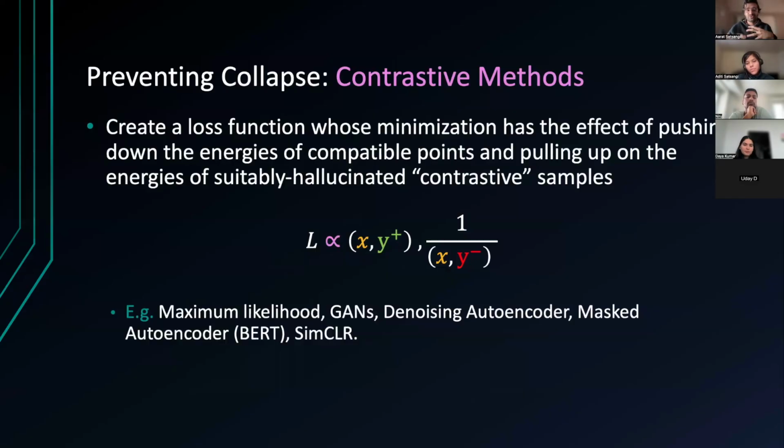So if you look at the examples of contrastive methods that are out there, you can see there is maximum likelihood, or GANs, or denoising autoencoders, masked autoencoders, or even SimCLR. Some people might have gone through SimCLR. So that's an example of contrastive methods.